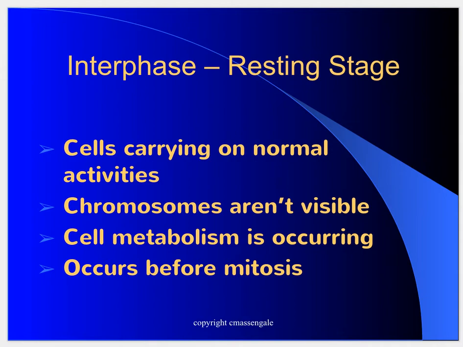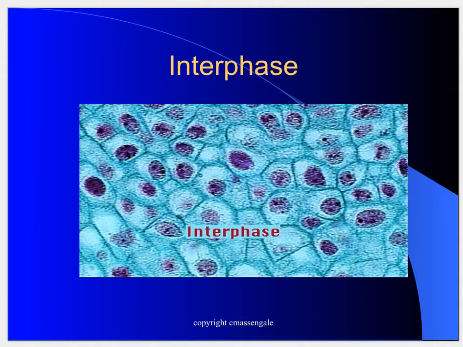But cell metabolism is occurring, photosynthesis, cellular respiration is going on, and this is where the cell is going to be right before it decides to start mitosis, meaning right before it starts to decide to replicate and make new cells. So here's a picture of some cells that are in interphase. You can see the nucleus here, but you really can't see any chromosomes. You can't see anything inside the nucleus. These cells are just in their resting phase.